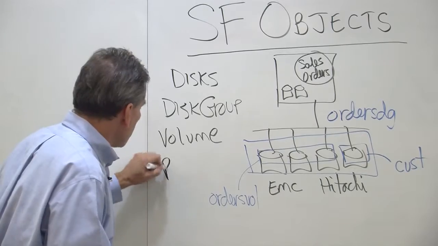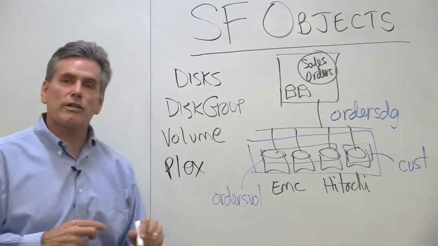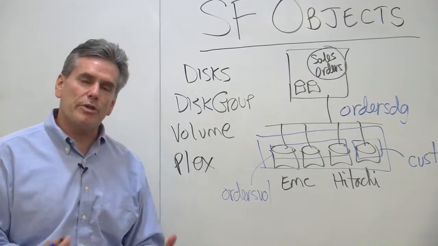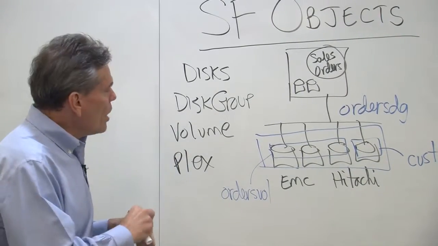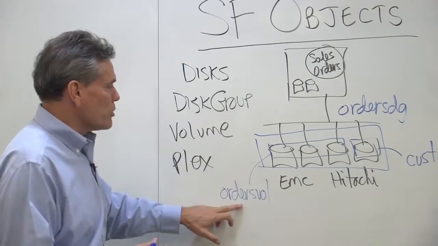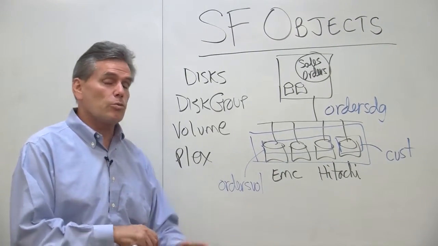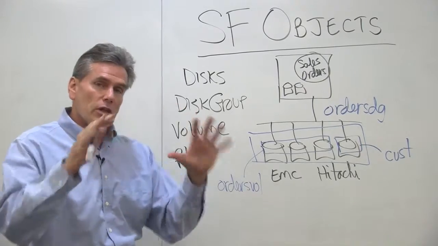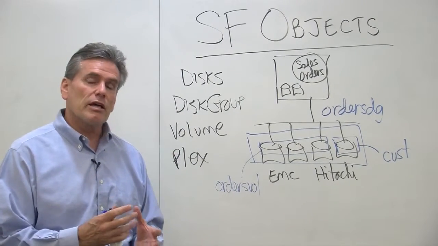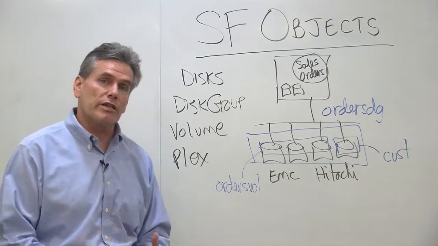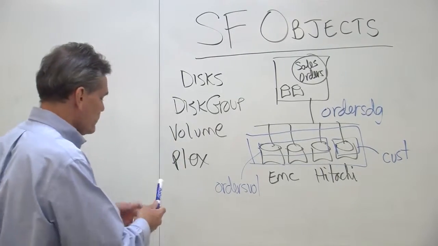The next object is called a Plex. A Plex is within a volume, and it's a complete copy of the data. Right? So in this example with orders vol, whatever is inside orders vol, be it a file system, be it a database, whatever the case, a Plex is a complete copy of that data. When we have more than one Plex, we have more than one copy of the data, now we have redundancy. I'll come back to that in a minute.